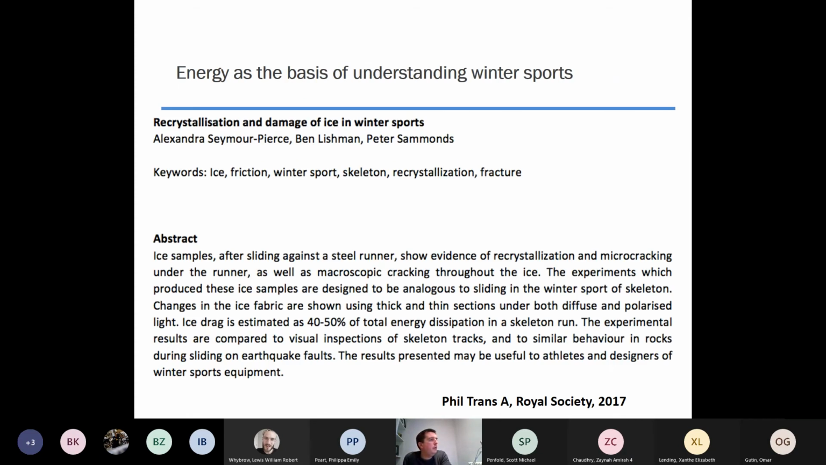And so then this is a paper that my PhD student, Alexandra Seymour Pierce, worked on, which is looking at understanding that problem, sledging faster, from the point of view of engineering. And what I want to highlight here, the reason that I'm putting this into a talk about energy, is because one of the first things that we were interested in this paper is how much of the energy here goes into the ice.